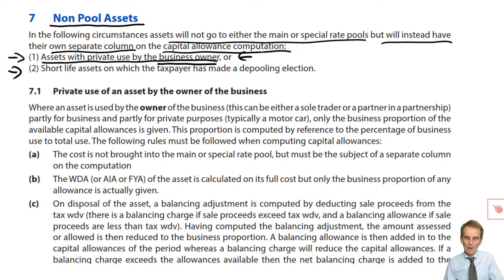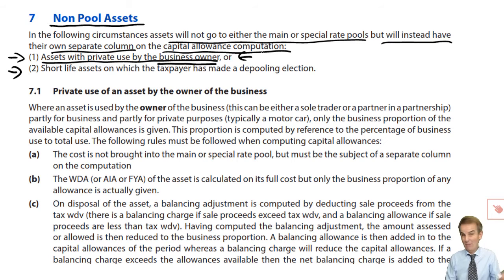If you've got that, but only where it's a business/private use split by the business owner. If you've got private use by an employee, we don't touch it here. That's just a normal pool item. Is it main? Is it special rate? What's the CO2 emissions of the car? But by far the more likely outcome is that we're going to have private use by the business owner on a car.